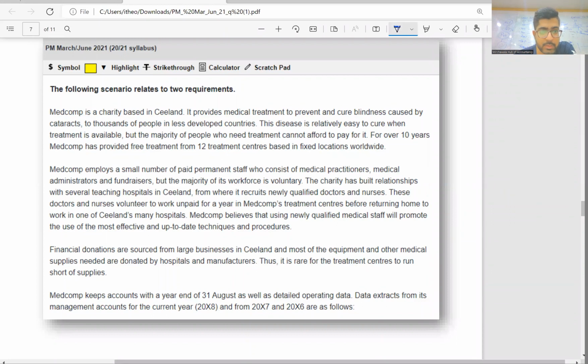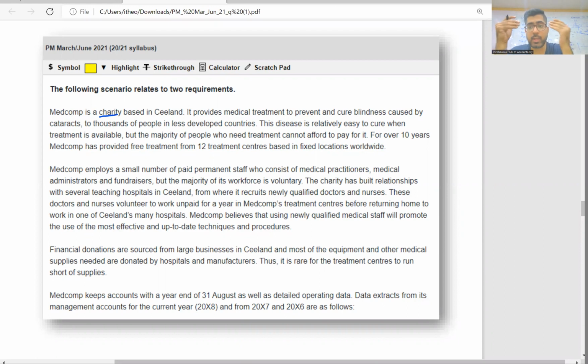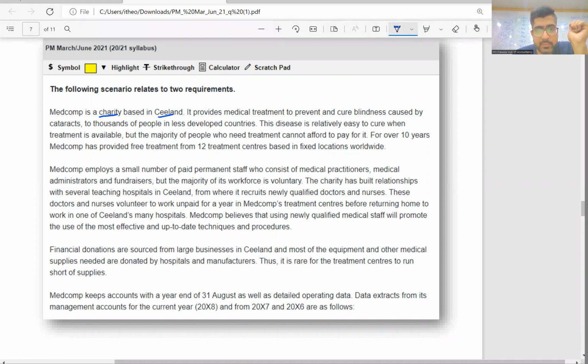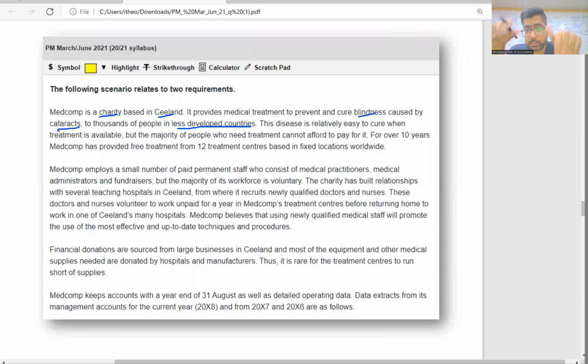This is a very important part of the question: before starting, you must know whether the question is of a commercial organization, a not-for-profit organization, or a division. Now it states MEDCOMP is a charity, a not-for-profit organization based in Sealand. It provides medical treatment to prevent and cure blindness caused by cataracts, and thousands of people use it in less developed countries. In our country, Pakistan, cataract is basically called motia. People who are familiar with the Urdu language know that this is a very common problem in aged people.